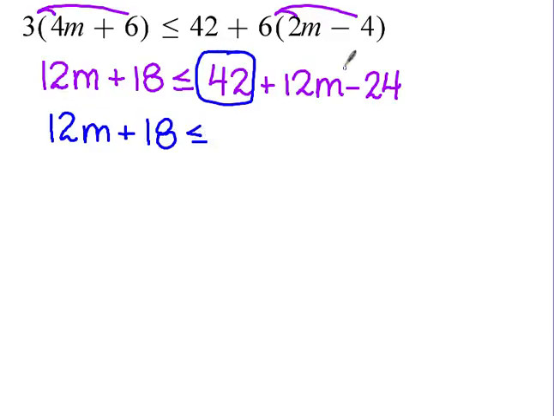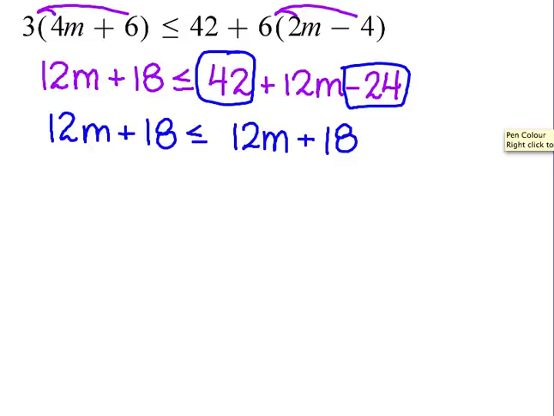So I've got a 42 and a negative 24. However, I'm going to go ahead and write my 12n first since it's a variable and it comes before constants. What is your 42 minus 24? 18. So now we need to get the variables on one side. So what are you going to do? Subtract 12n.